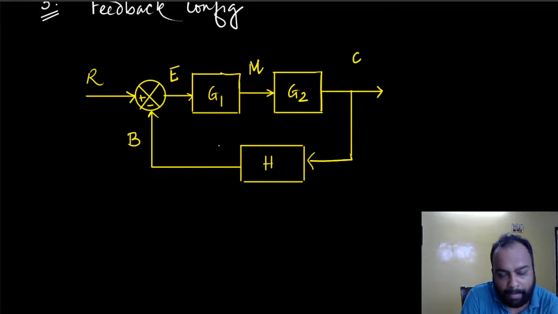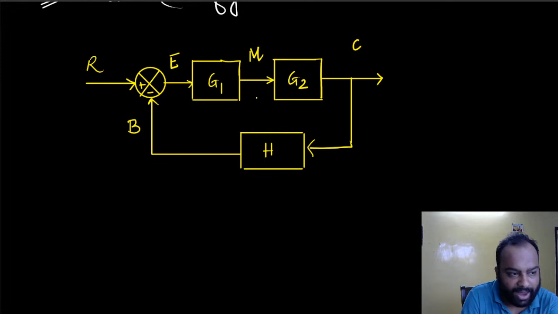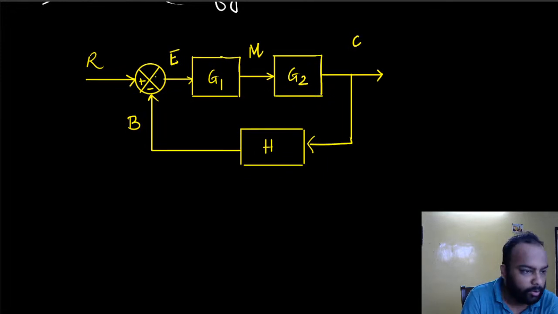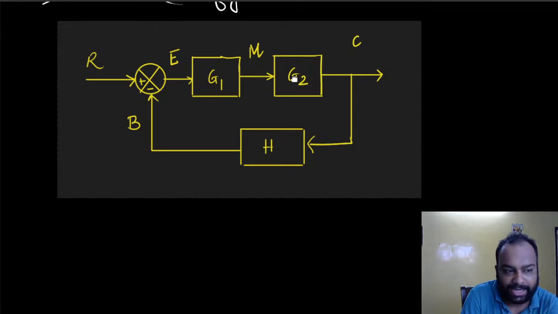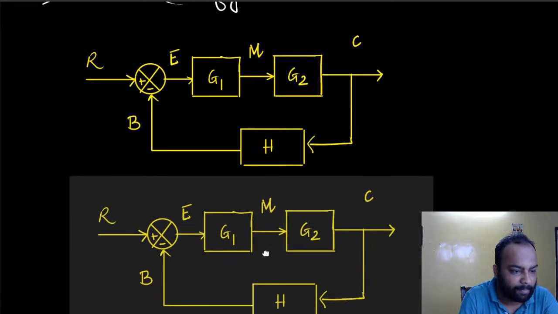So I could combine these two into an equivalent cascade block, and that is what I'm going to do right now. Because these two are just right next to each other, and the output of G1 is actually going as the input of G2, right? So I can combine these two as a single block through the cascade mechanism.